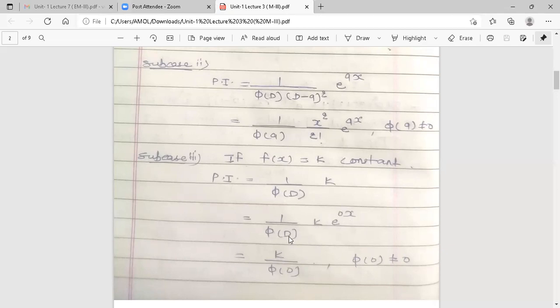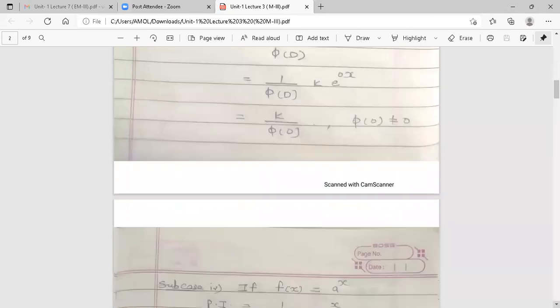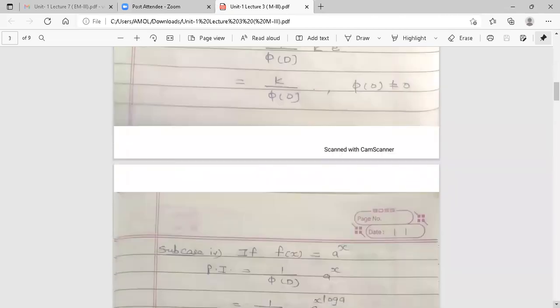So you replace d by 0, and then your PI will be k upon phi of 0. The condition is that phi of 0 must be non-zero. If it is 0, then you know how to find the PI. If phi of 0 is equal to 0, then it is the case of failure, and we discuss it in case 1.